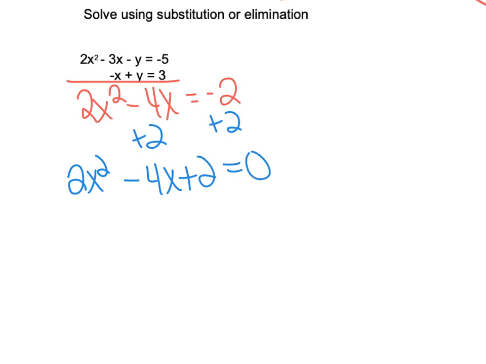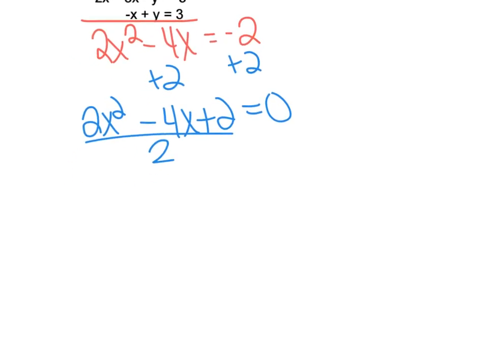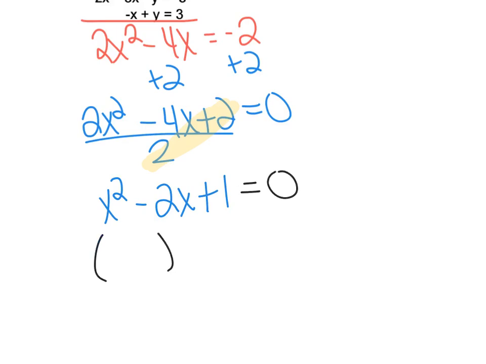Anytime I have a lead coefficient that's not 1, I look to see if I can take out a greatest common factor. In this case, I can take out a 2, and I'm left with x squared minus 2x plus 1 equals 0. Don't forget that when you divide 2 divided by 2, that's 1. They don't just cancel out. And now we just factor, and I'm thinking, what are two numbers that multiply together to be 1 and add together to be negative 2?